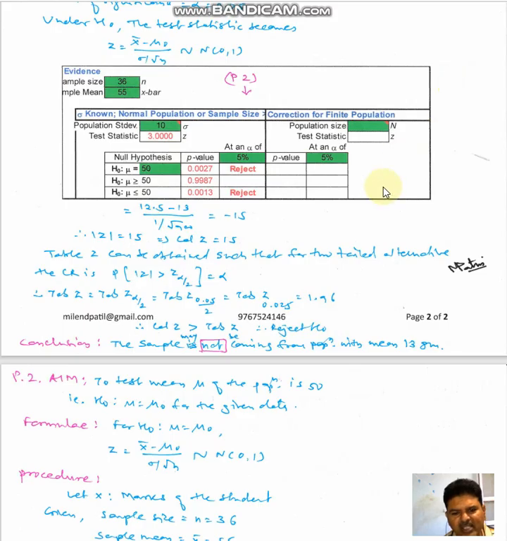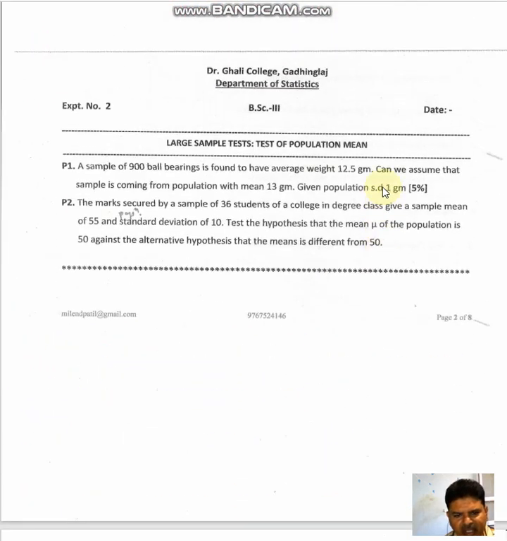Now, what is in example 2? Read the example. The marks secured by a sample of 36 students of a college in degree class give a sample mean of 55 and population standard deviation of 10. Test the hypothesis that the mean mu of the population is 50 against the alternative hypothesis that mean is different from 50. What is given? Locate first those values which are given.